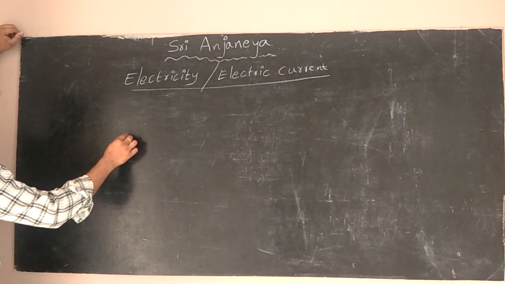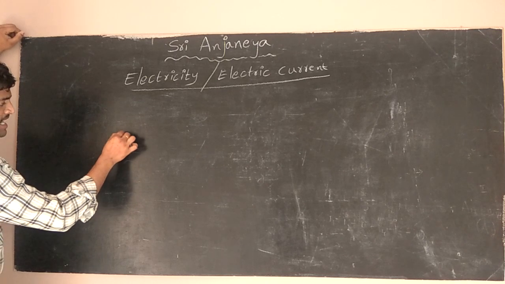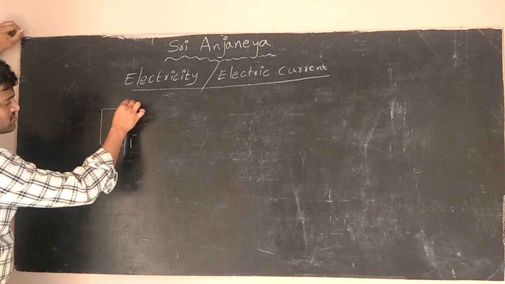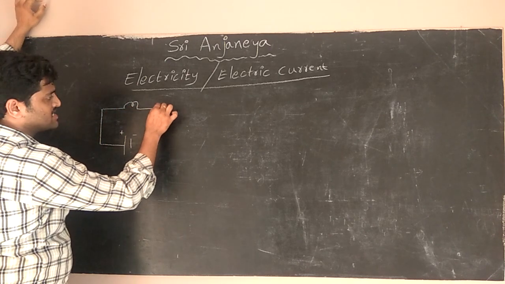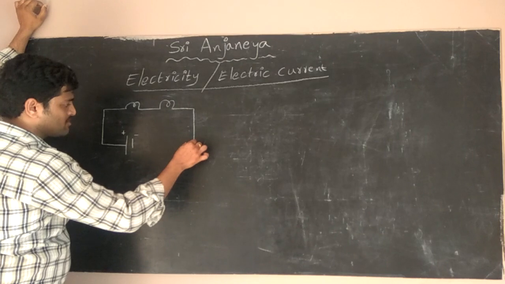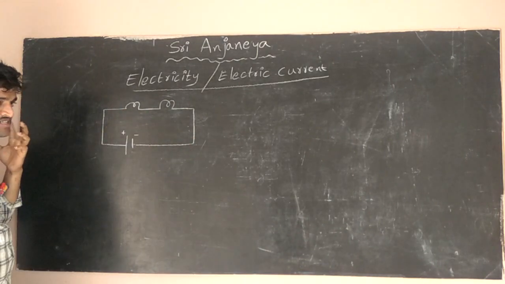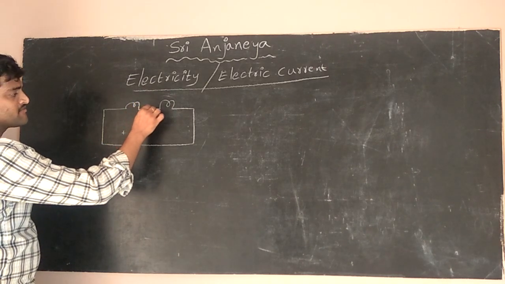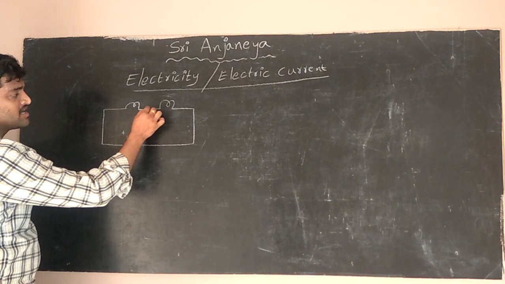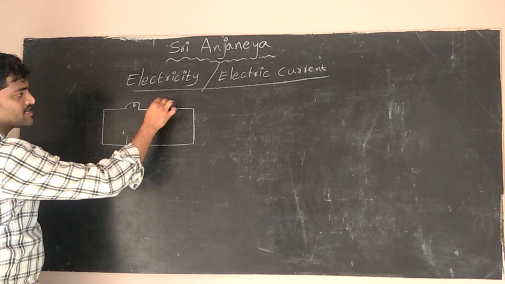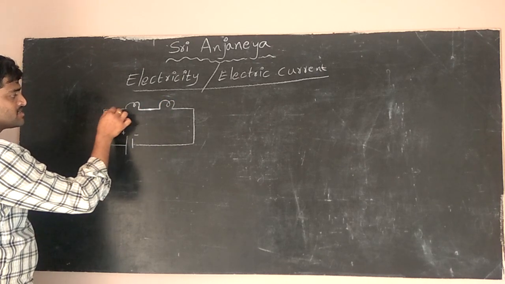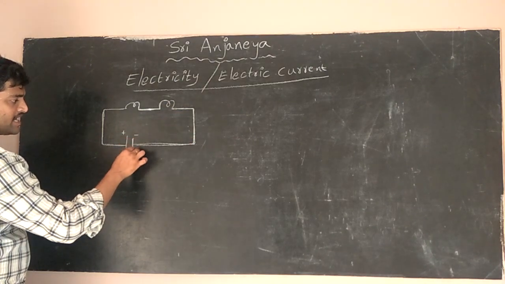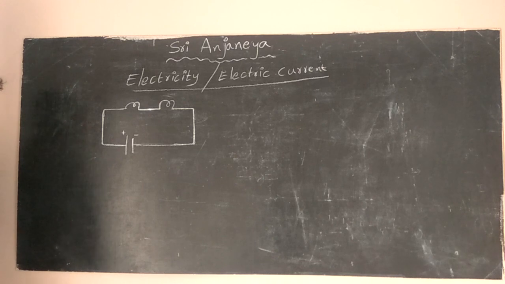Just see here, we have a battery. That battery has a positive and negative terminal, and it is connected with two bulbs. This is one bulb and this is another bulb. These two bulbs are connected in series. Series means the end of the first bulb is connected with the start of the second bulb, and these bulbs are joined together with the battery with the help of a wire.